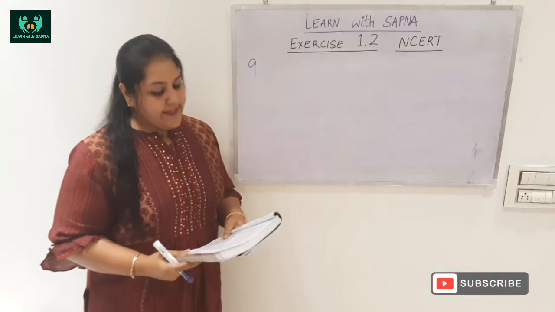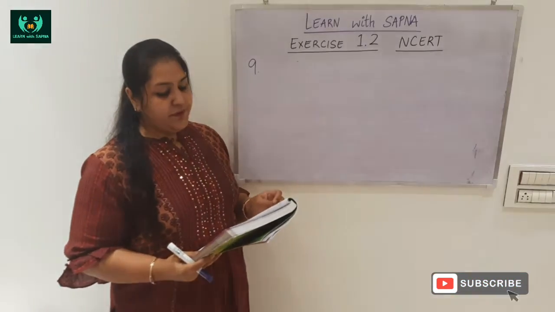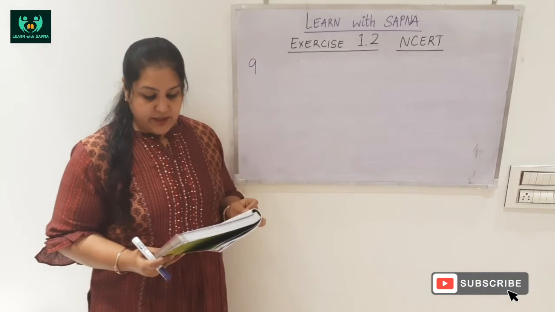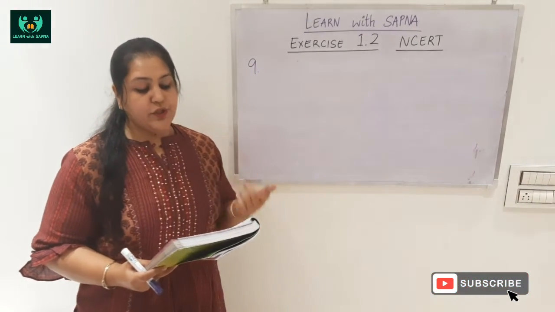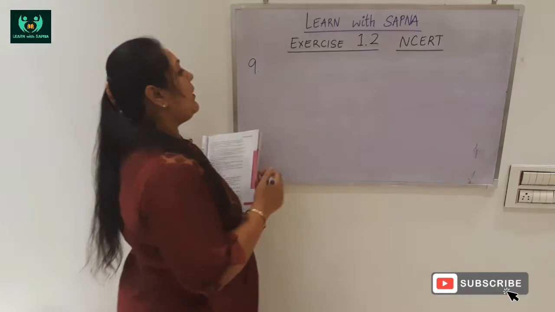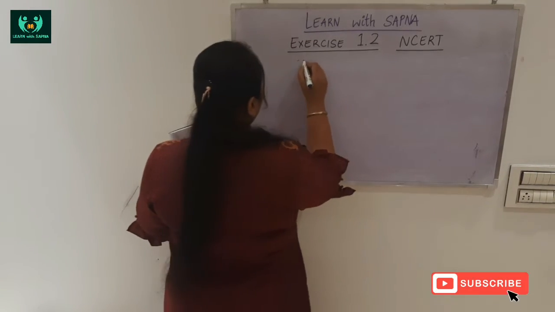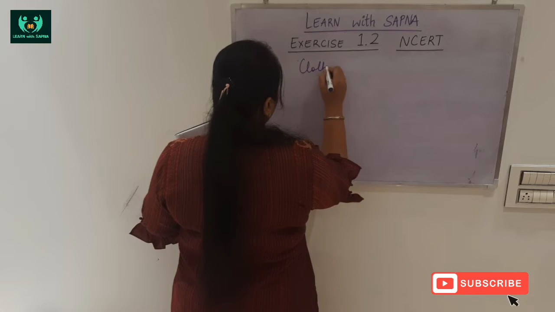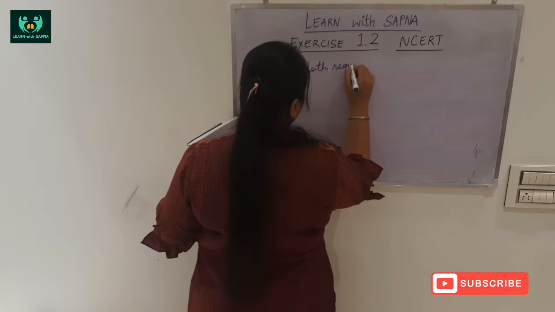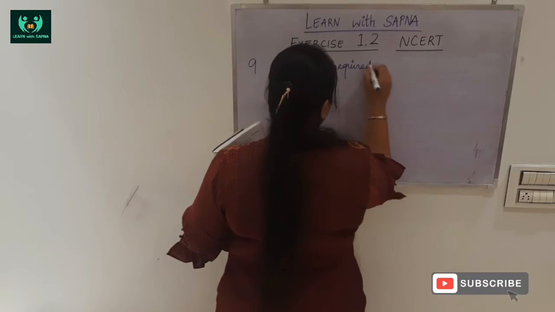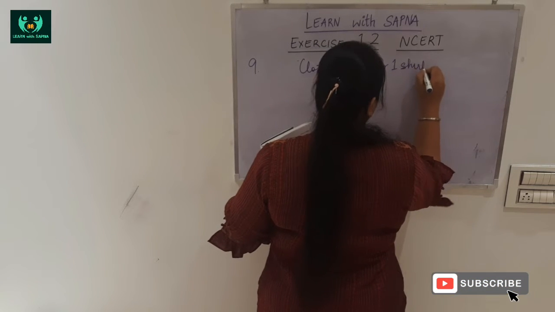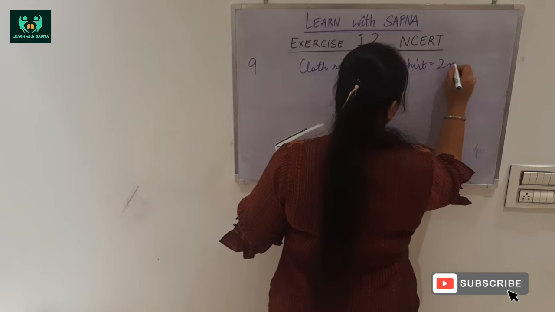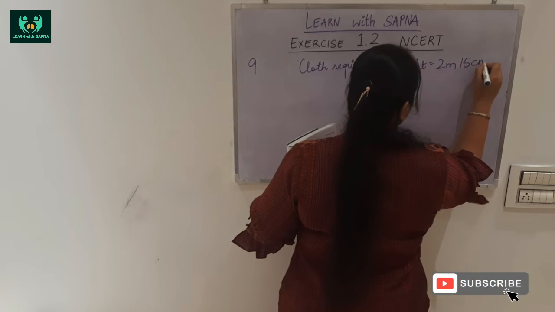The ninth question says to stitch a shirt 2 meter 15 centimeter cloth is needed. Out of 40 meter cloth, how many shirts can be stitched and how much cloth will remain? Now, cloth required for one shirt, it is what? 2 meter 15 centimeter.